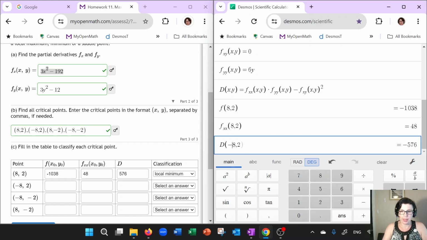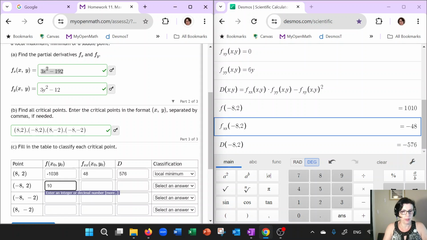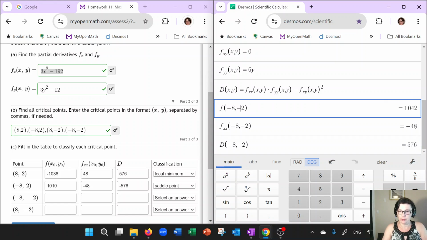Now for negative 8, 2, let's change all of these to negative 8 and then fill this out. These are some really large values here. Now, when D is negative, actually that's easy. You do not even have to look at fxx. If it's negative, it's a saddle point. So we've got that. Now let's look at negative 8, negative 2.